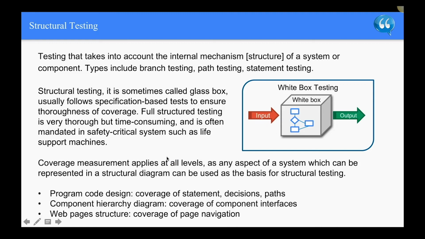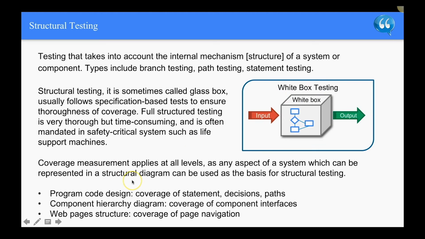So the next is structural testing. It's testing that takes into account the internal mechanisms, the structure of a system or component. Types include branch testing, path testing, statement testing. So to represent, we have white box testing here. So you have an input and then you will be able to see the code and how the system is developed internally, and then you get the output. So we call it white box testing.